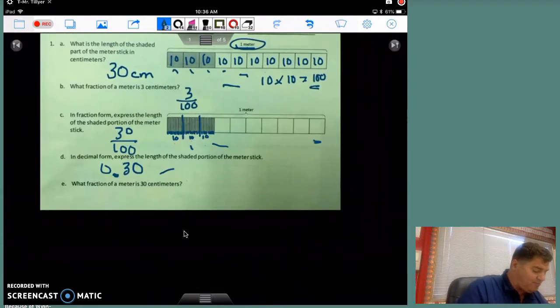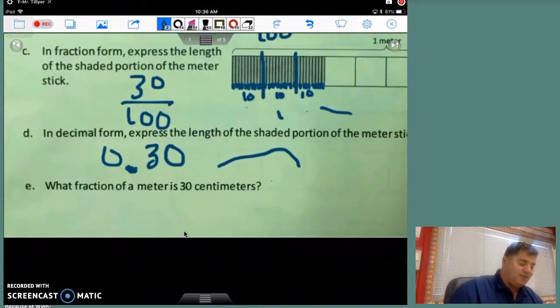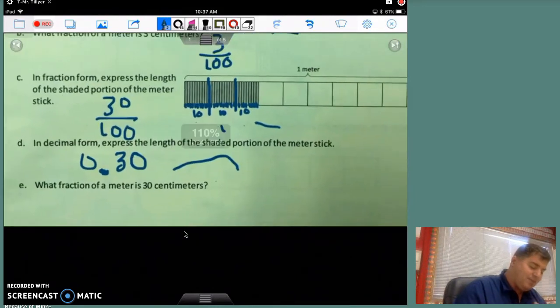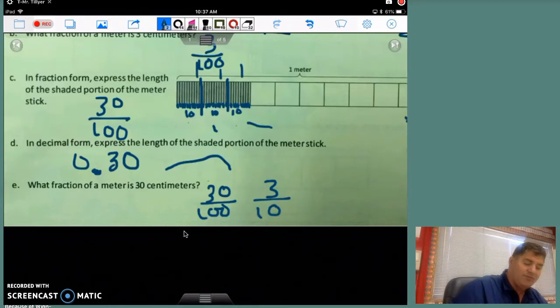And then it says, what fraction of the meter is 30 centimeters? Well, it would be 30 hundredths. You could also say that it's 3 tenths. You could do either. Okay, let's look at the next one.